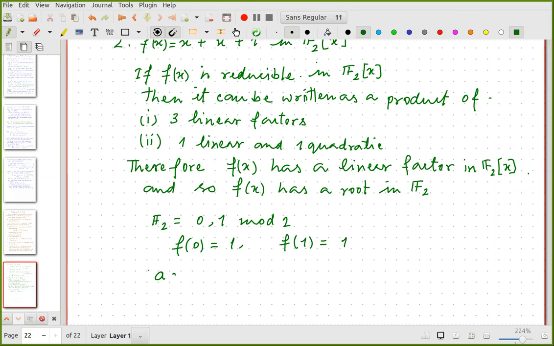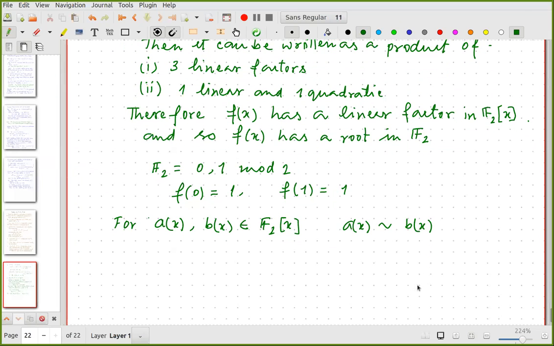So ax, two polynomials, I keep the same notation. In fact, this was the notation in the theorem. So ax and bx in F2[x] are equivalent, or let me write it like this: for ax and bx, we say that these two polynomials are related. So we define a binary relation on F2[x] like this.